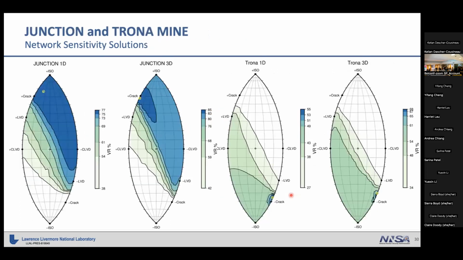If you look at the explosion and the collapse, you see a big difference between 1D and 3D here. The region of the best fitting solution gets smaller from the 1D to 3D. For the Trona mining events, they're a little bit similar, and this is because the events are already fitting.